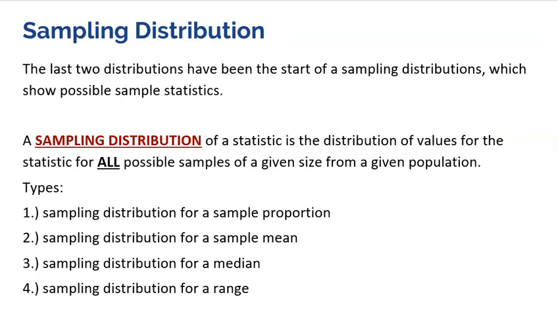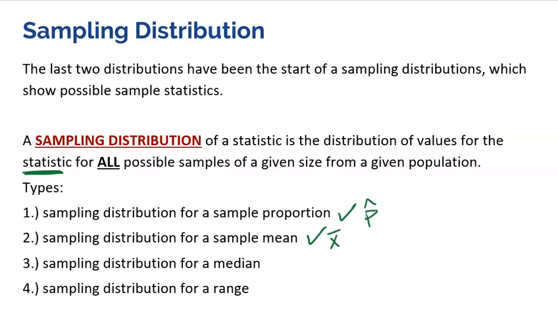So if you're thinking about all possible values of a statistic, remember there's two statistics that we really look at. We look at sample proportions and sample means. Imagine you looked at every possible sample out there and you found the p-hat for every possible sample and you made a display of it. That's a sampling distribution. Same thing for means.